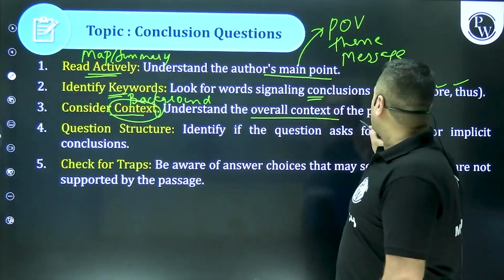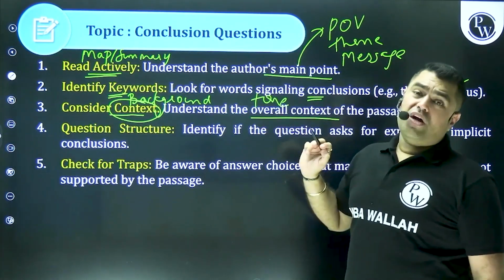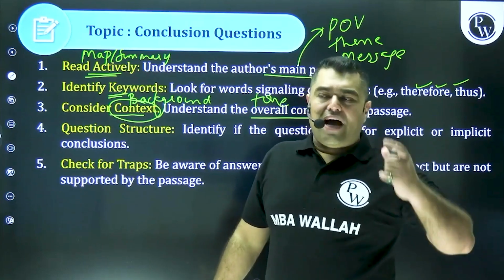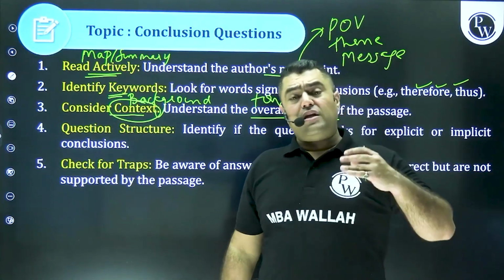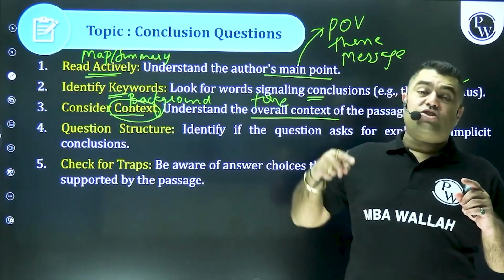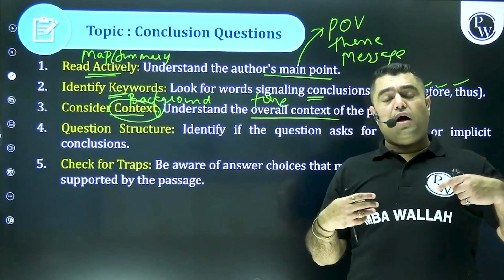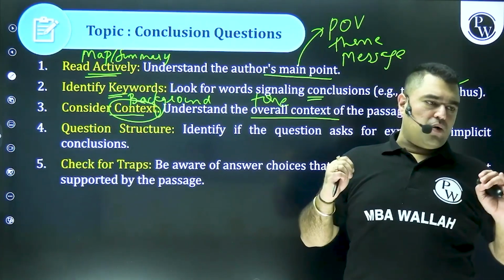Understand the overall context. Overall context means the tone of the passage. Tone means: is the author largely negative? Is the author largely supportive? Is the passage criticizing? Is the passage analyzing? Is the passage happy and in support of something? Look at all of that, okay?